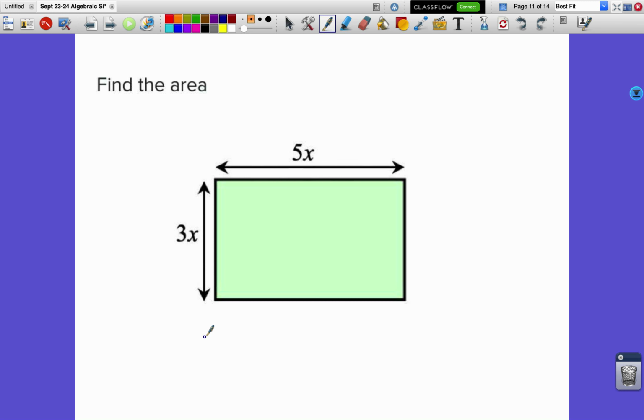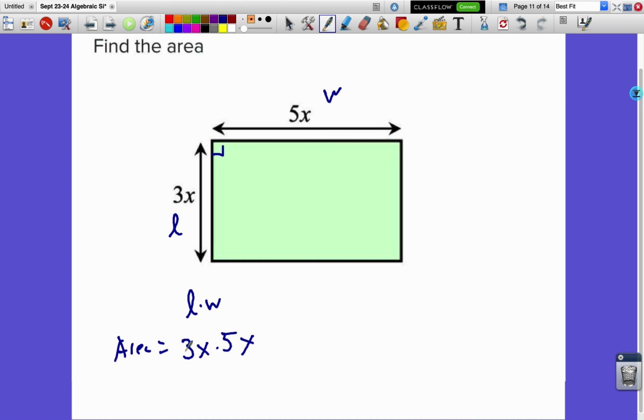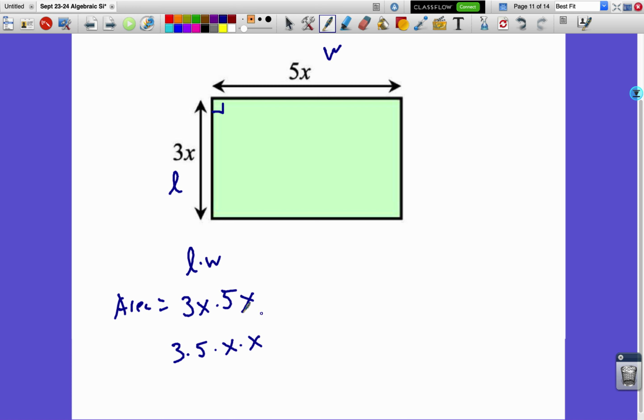But okay, let's figure out length times width. These meet at a right angle. I'll say this is length, this is width. Doesn't matter which way you do it. Becomes 3x times 5x for the area. Now, can this be simplified? Well, it can, because between the 3 and the x is times, between the 5 and the x is times, so I can rearrange this as 3 times 5 times x times x. The 3 times 5 becomes a 15, and the x times x becomes an x squared, and we get a final answer of 15x squared units squared.